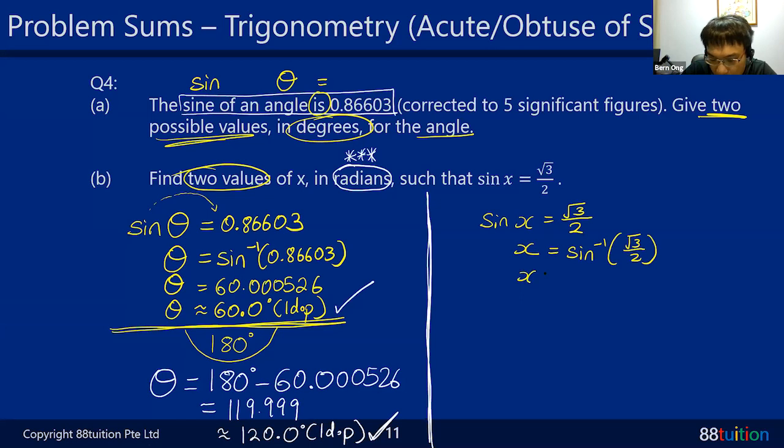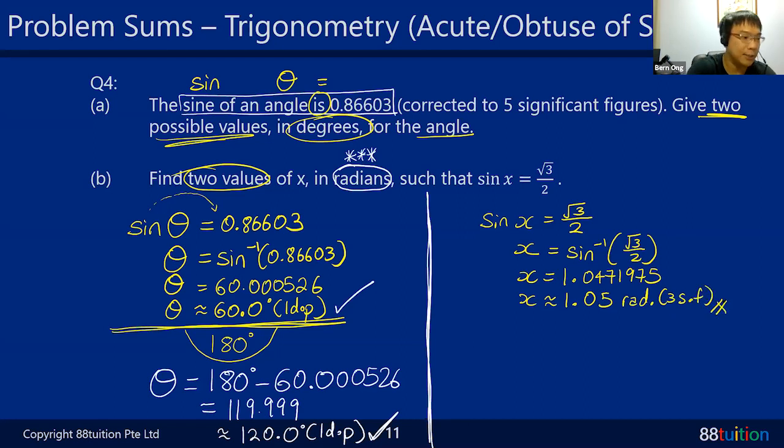Then you have to press your calculator. Press with me. Shift sine, press the fraction key. Square root 3 is on top. Press the down button. Press the 2. Close the entire bracket. You should get 1.0471975. In radian, we always give it to 3 significant figures: 1.05. The unit is called radian, and you declare it as 3 significant figures. So this is considered one answer.